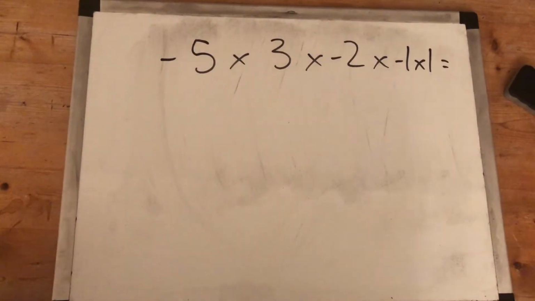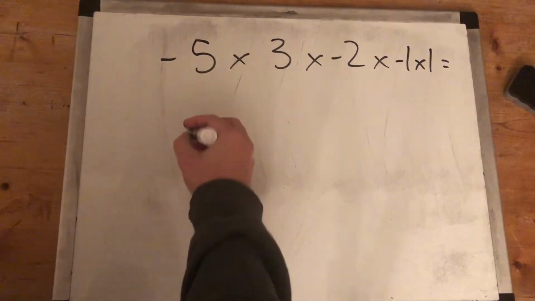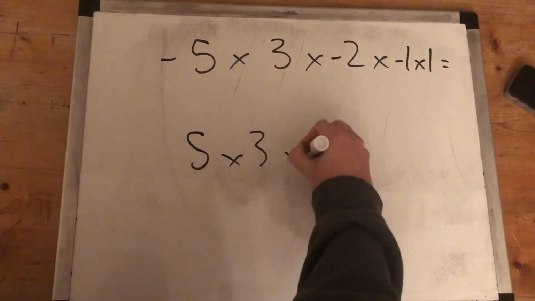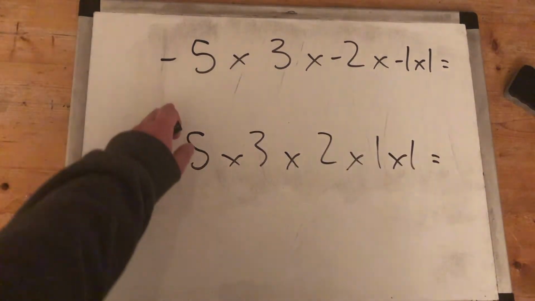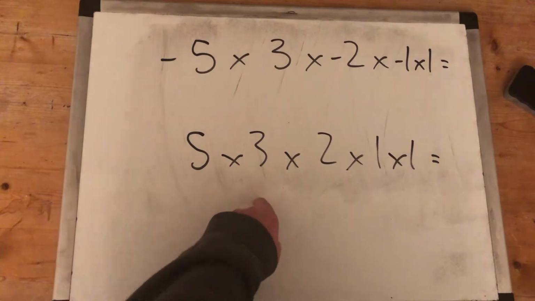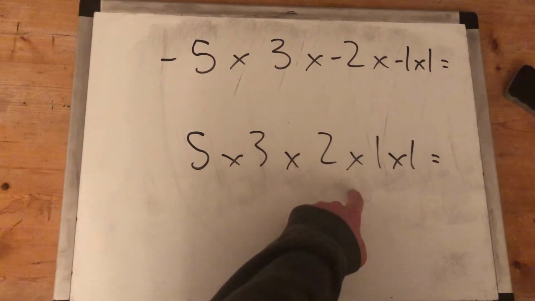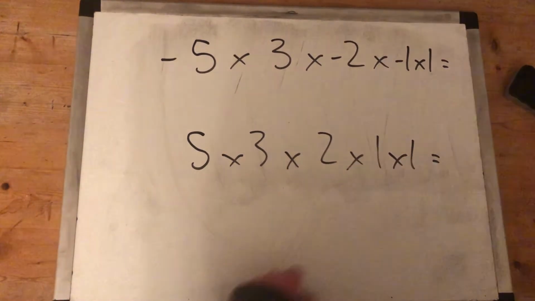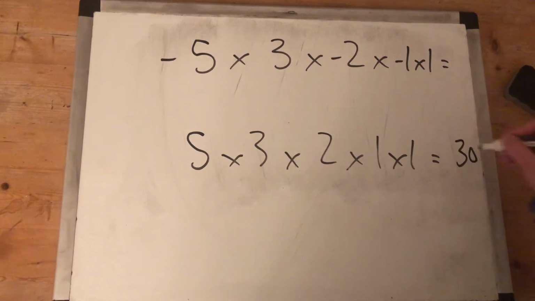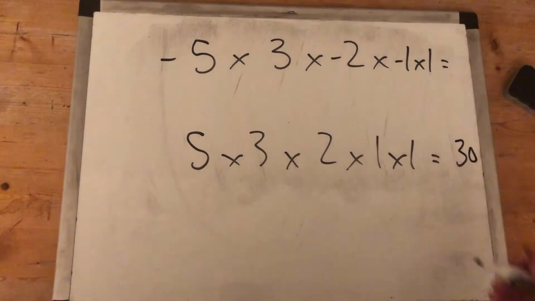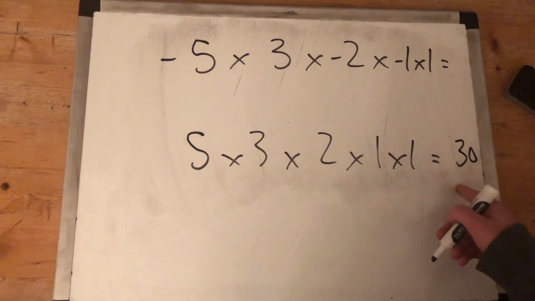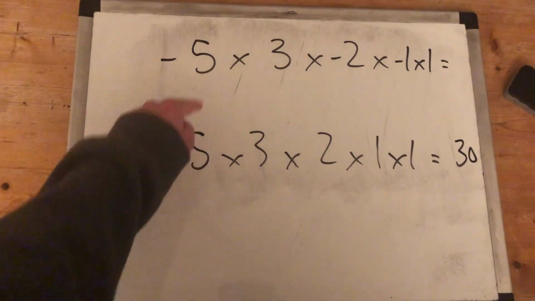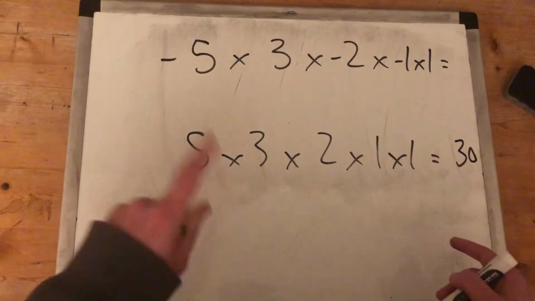Okay, our first step, you write it out like normal. 5 times 3 times 2 times 1 times 1. Our answer, 5 times 3 is 15, times 2 is 30, times 1 it's still 30, times 1 it's still 30. Our answer is going to be 30. At the moment, is the switch on or off? Well, I can't see the minus sign, so the switch is off. At the moment, minus 5 and 5 are different, so we're going to flick it on.